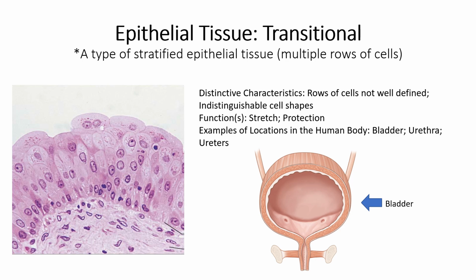So where you typically find transitional epithelial tissue is within the bladder, the urethra, and the ureters, so within the urinary organs, right, that are going to need to be able to stretch to fill with urine, but then when urine is released, recoil to some extent, right, to a more resting shape when the bladder's not full or when urine's not moving through the urethra or the ureters.